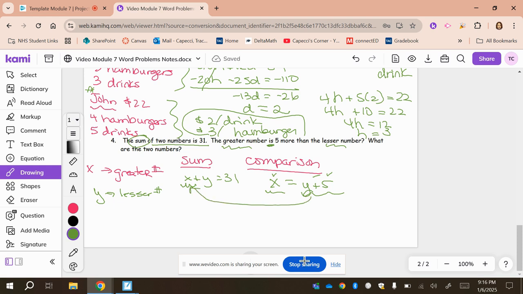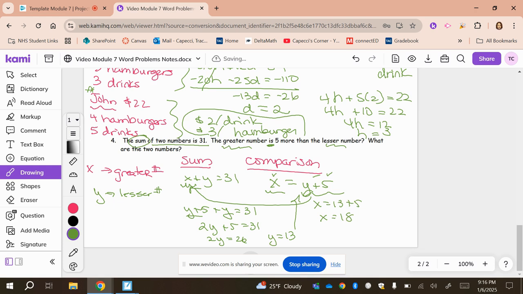So I'm going to go over here and do that. I get y plus 5 plus y is equal to 31. Combine my y's. That gives me 2y plus 5 is equal to 31. And so then 2y is equal to 26. y is equal to 13. Now I go back to this equation here. It actually doesn't matter, I'll use this one. x is equal to 13 plus 5. So x is equal to 18.